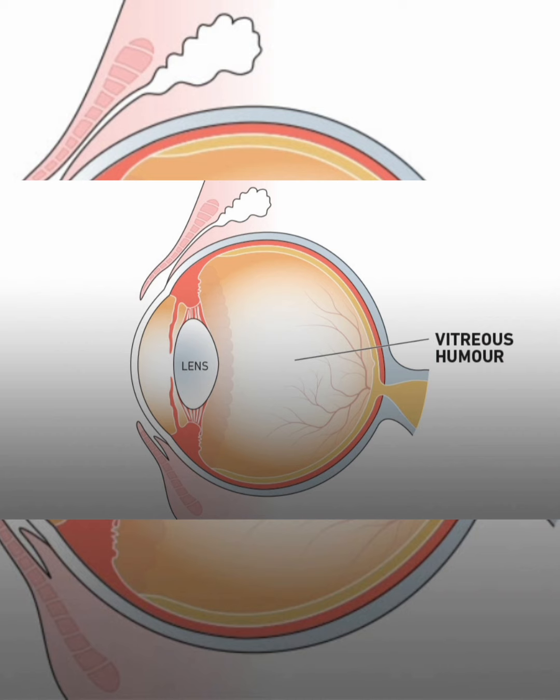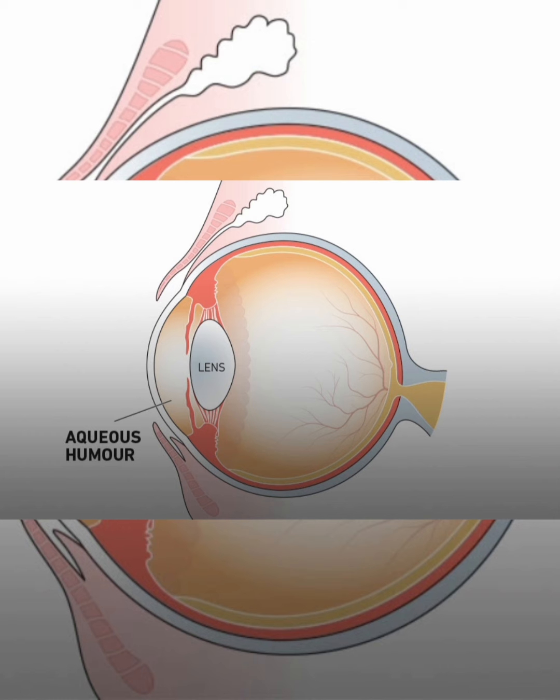Now, behind this lens and zonules, the cavity of the eyeball is filled with a jelly-like material, which is called the vitreous humor. And the fluid which fills the anterior compartment, just anterior to the lens, is called the aqueous humor.